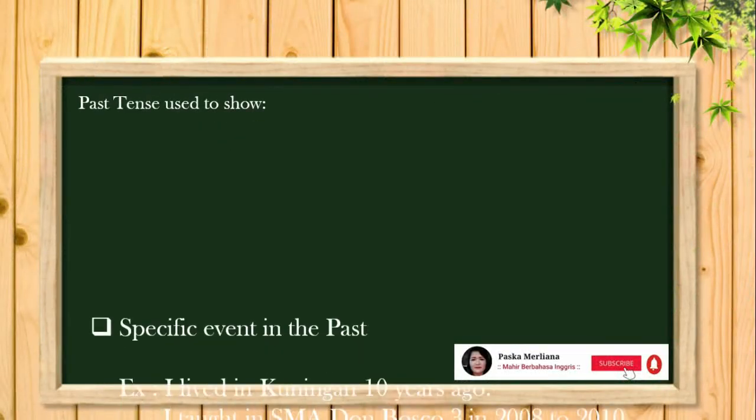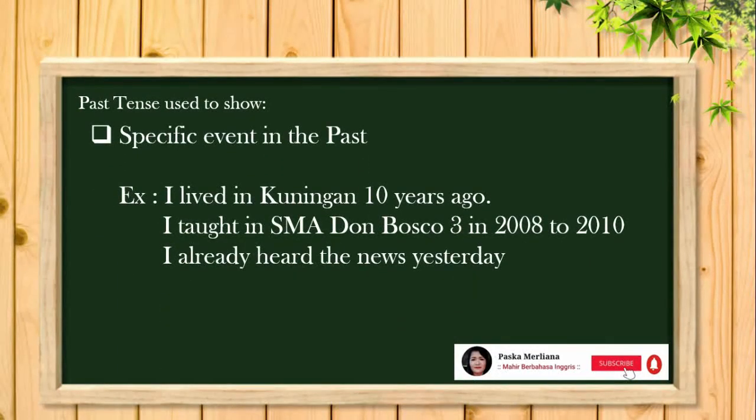Nah, let's see the sample. Kita lihat dalam contohnya. Simple past tense itu digunakan untuk menjelaskan specific event in the past. Menjelaskan kejadian, peristiwa yang sangat spesifik di masa lampau. Kenapa dia spesifik? Karena waktunya sangat jelas sekali. For example, number 1, I live in Kuningan 10 years ago. Nah, ini dia. Saya tinggal di Kuningan 10 tahun yang lalu.